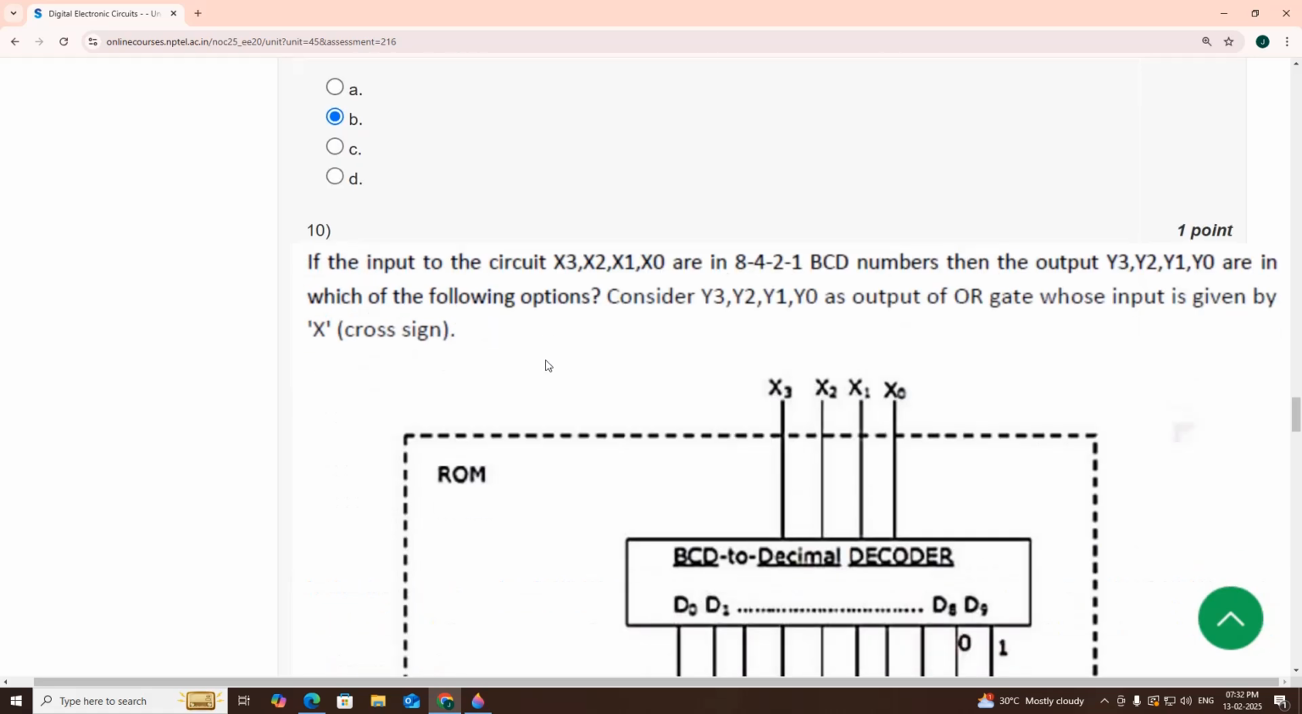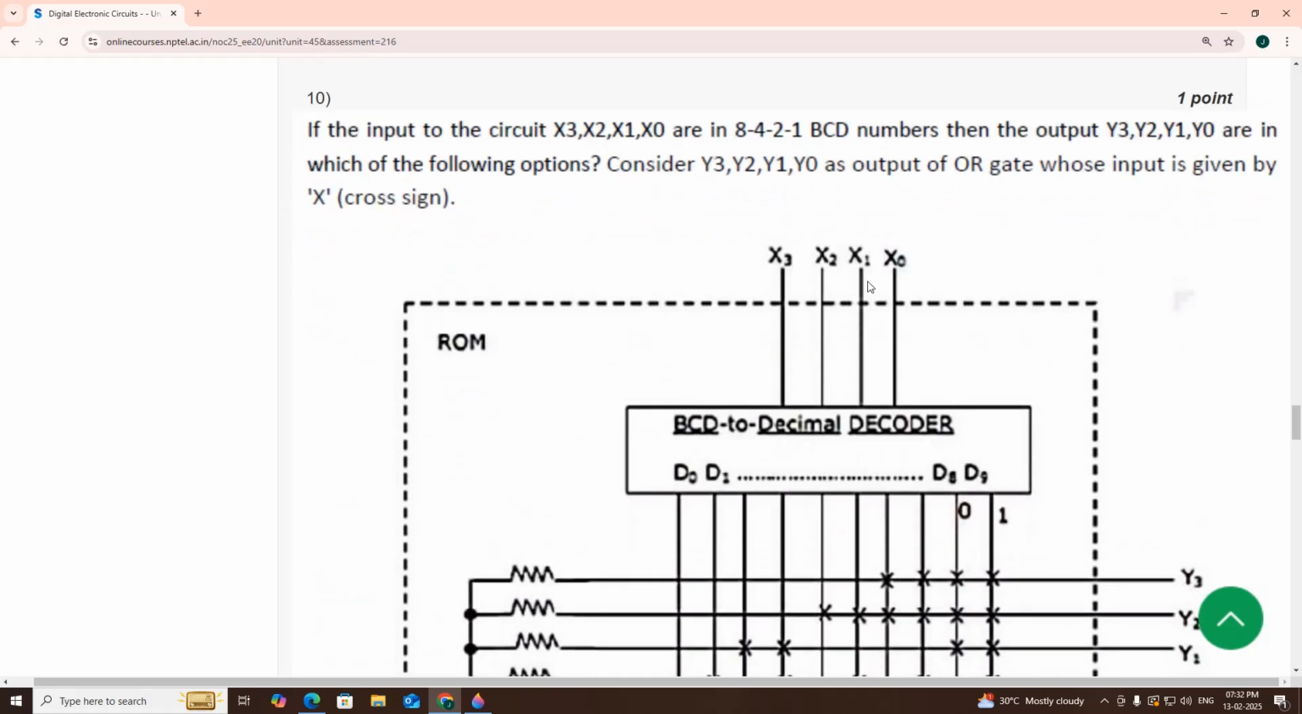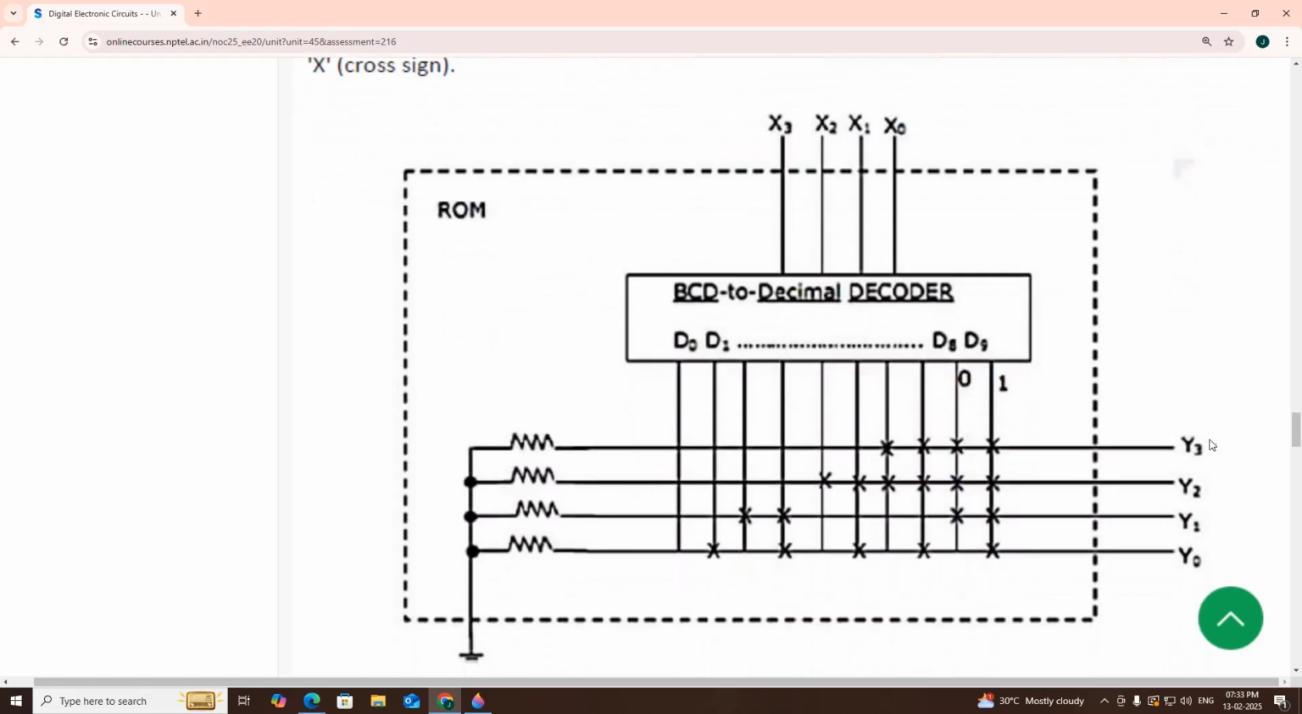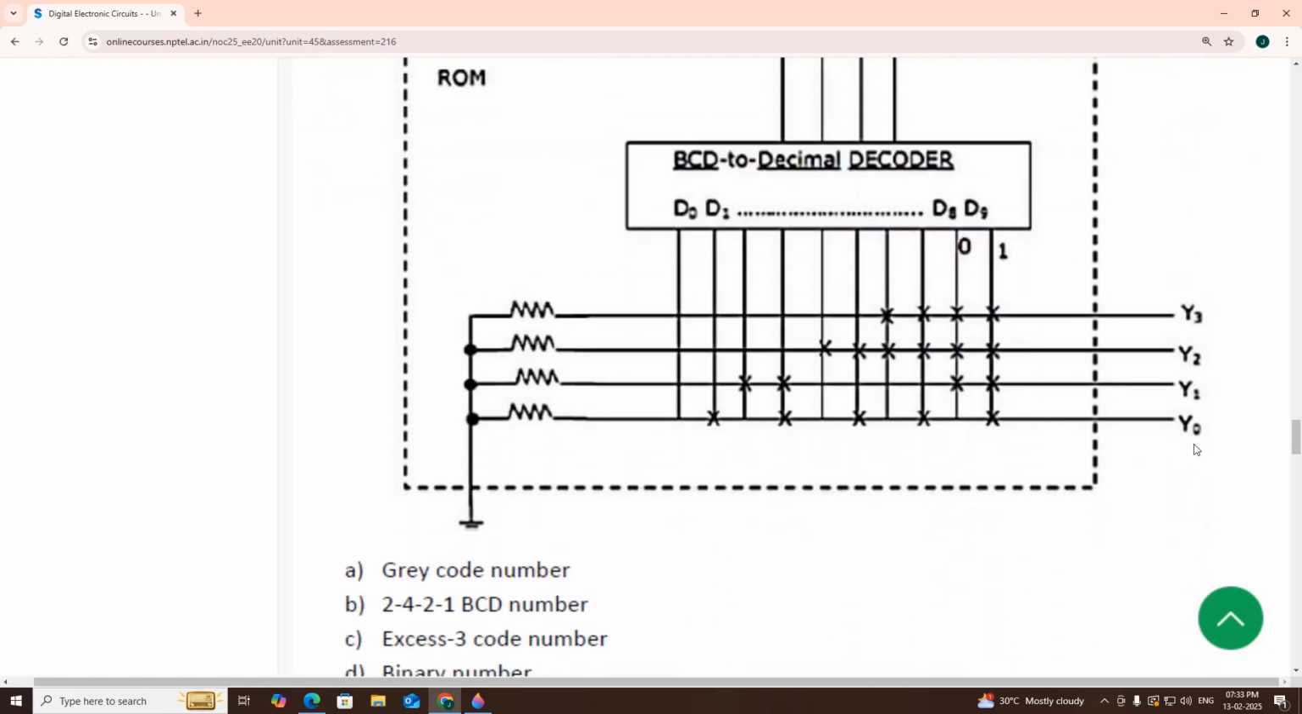Answer is option B. So option B, first 3 zeros, remaining are 1s. Option B. 10th question. It is about BCD to decimal decoder. That means 4 inputs, there are 10 outputs, D0 to D9. We have 10 outputs. Okay. So what we will try to do here is we will first have to find out the expression for Y0, Y1, Y2 and Y3. So we will first find out the expression for Y3. So Y3 is equal to D9, D8, D7, D6.